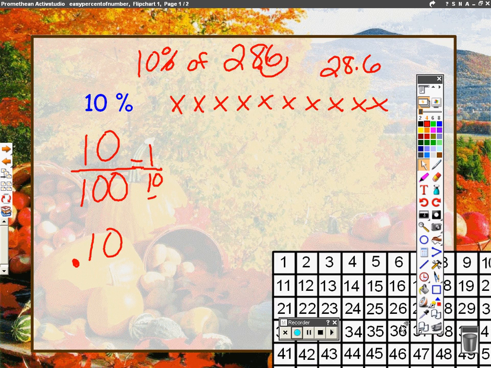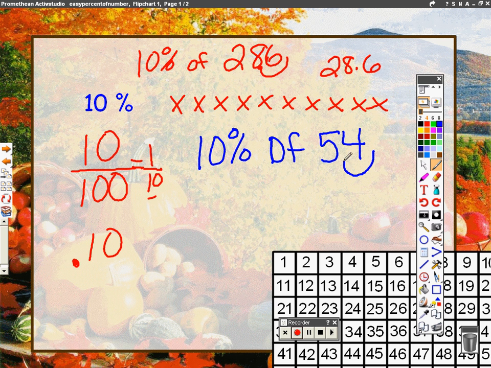So if I wanted 10% of, and let's clear us some space, I'm going to move this out of the way. If I want 10% of 54, well, 10% is that easy one. You just bump it one spot, 5.4, because we're dividing by 10. And when we divide by 10, we move over a space.